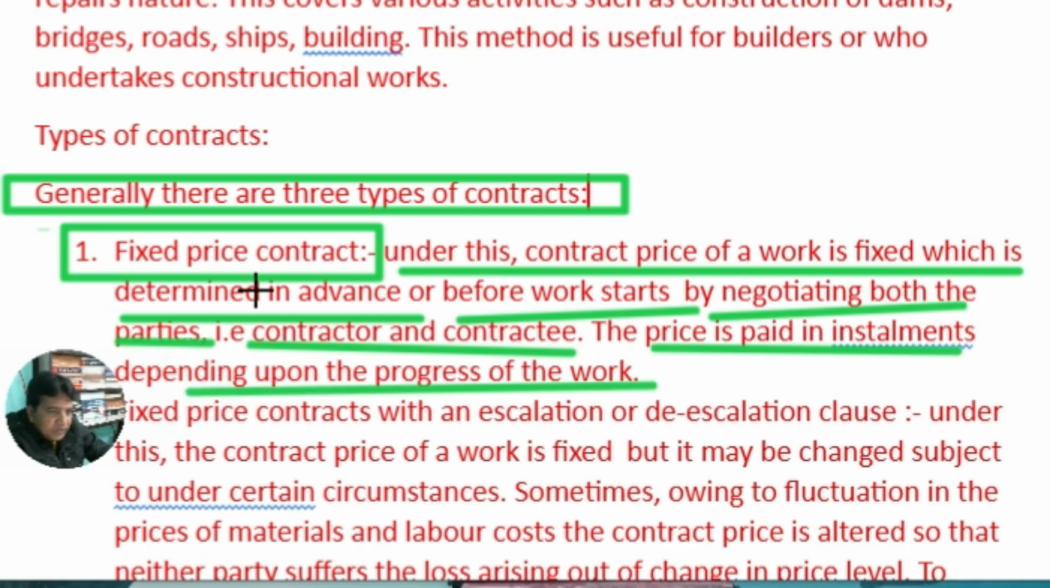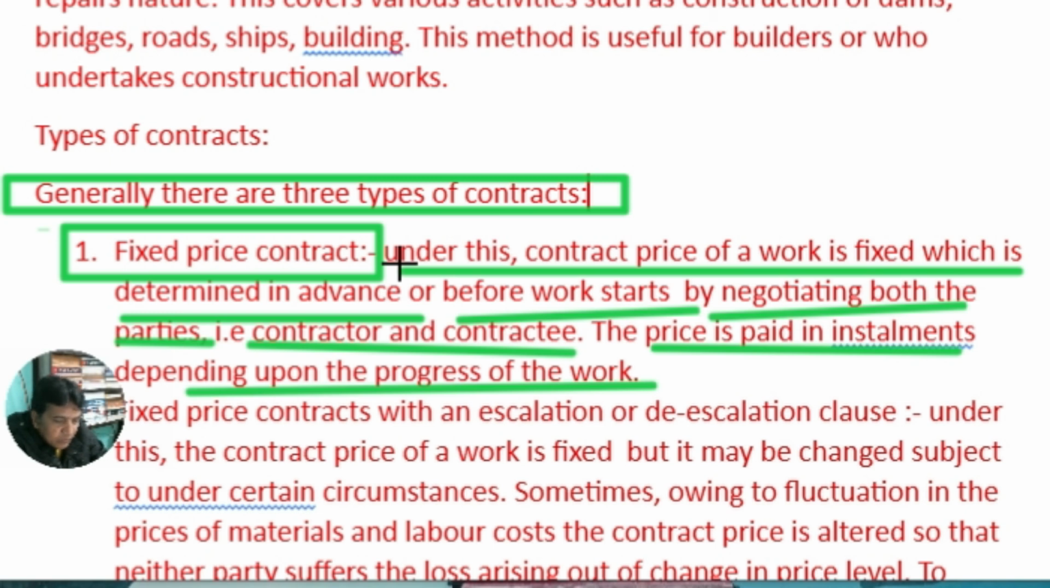Under a fixed price contract, the contractor will charge the fixed price. Say for construction of a particular building the amount is fixed at rupees 5 lakh; after the completion of the contract work, or during the progress of the construction work, the total amount payable by the contractee is rupees 5 lakh. So this is the fixed price. The price is determined, fixed in advance.